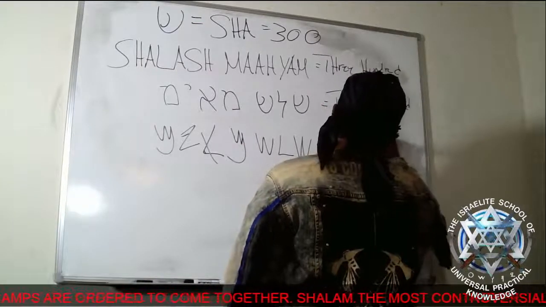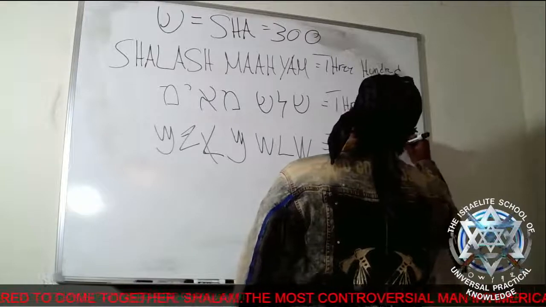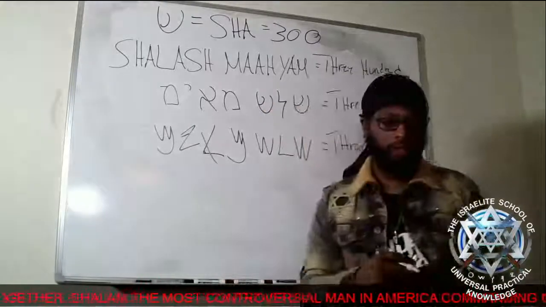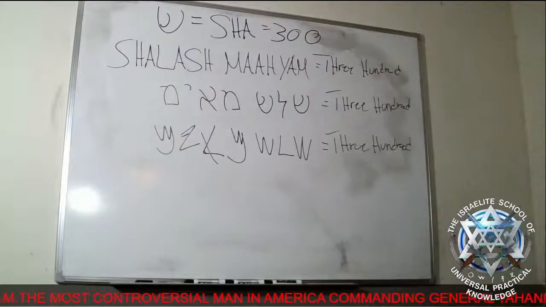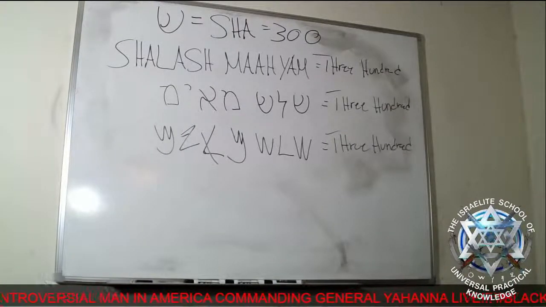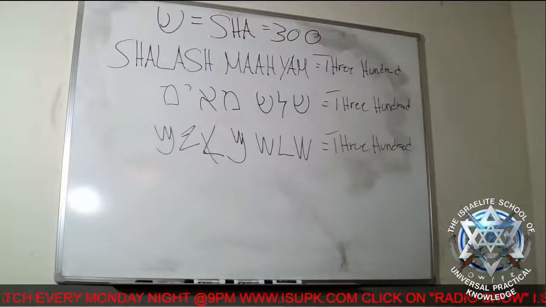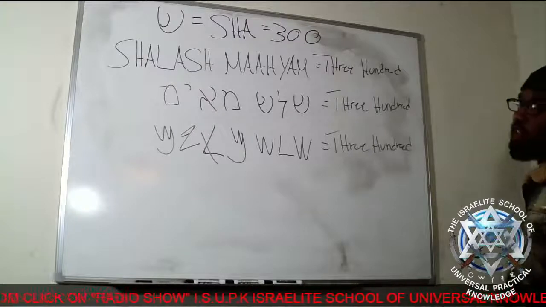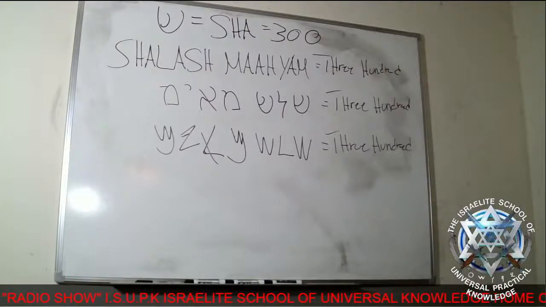What we have now is 300. So what we have on the board now is the letter Shah. The letter Shah has a numeric value of the number 300.